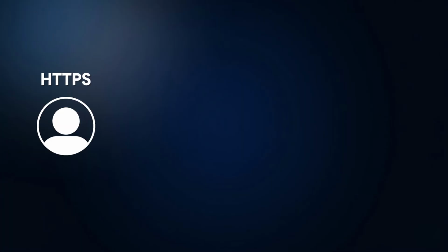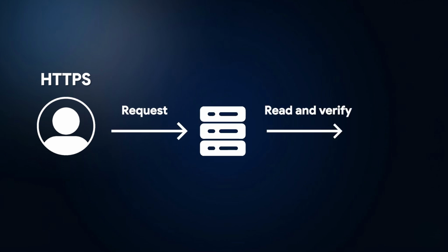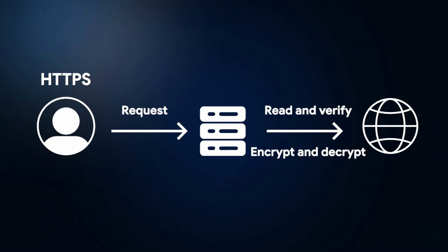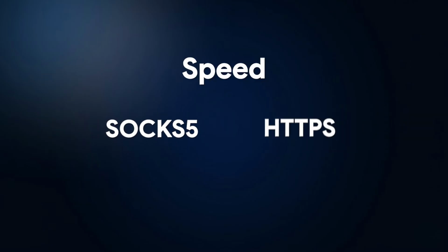When it comes to speed, the difference mainly lies in how each proxy handles data. HTTPS has to do more work. When you send a request, it needs to read the information, inspect the data, and perform encryption and decryption during transmission. This makes it slightly slower. SOCKS5, by contrast, does very little processing, so it's usually faster and delivers more consistent performance than HTTPS.